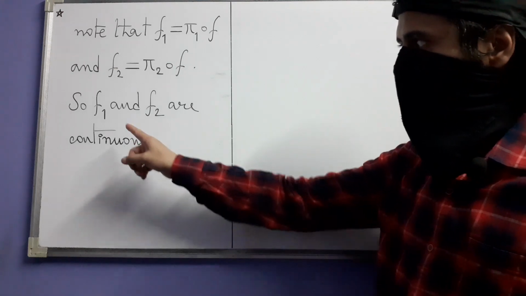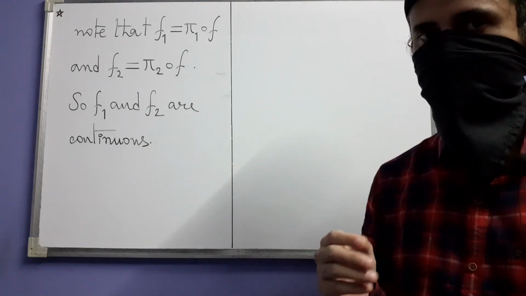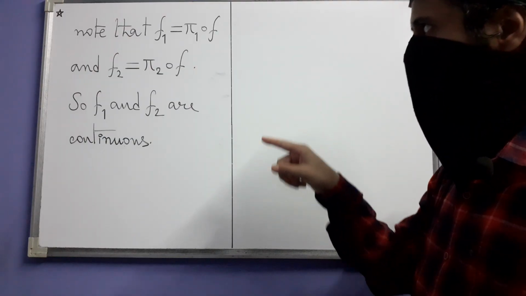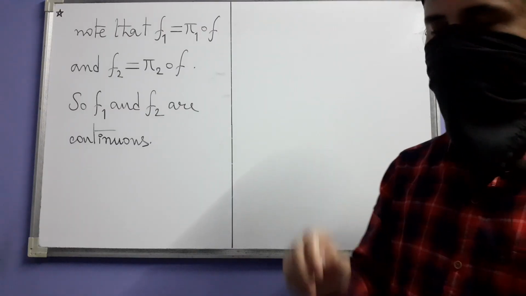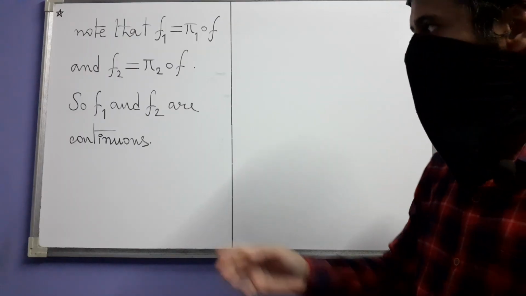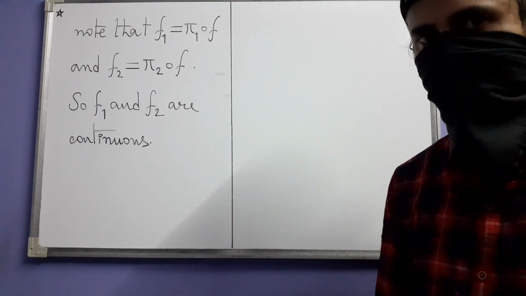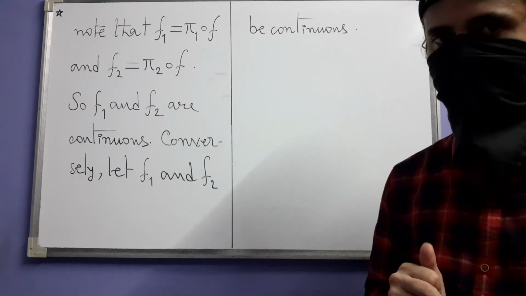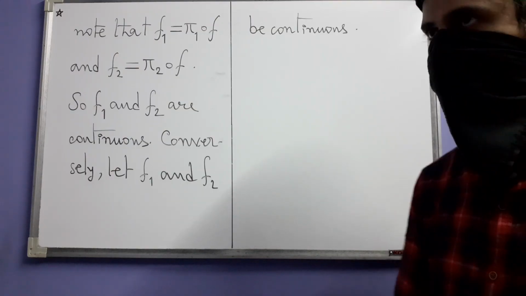And that is why f1 and f2 are continuous, because continuity of f is our hypothesis in this part of the proof. And we have just now proved that pi1 and pi2 are continuous. And previously we proved that compositions of continuous functions are continuous. So that is one half of the proof. Now we are going to prove the converse. Now conversely, let f1 and f2 be continuous. We have to then show that f is also continuous.